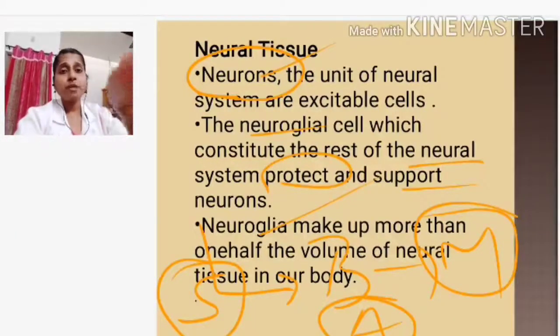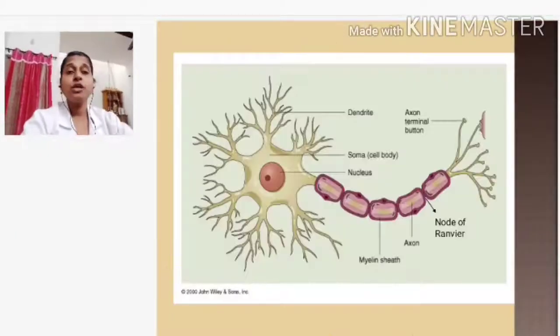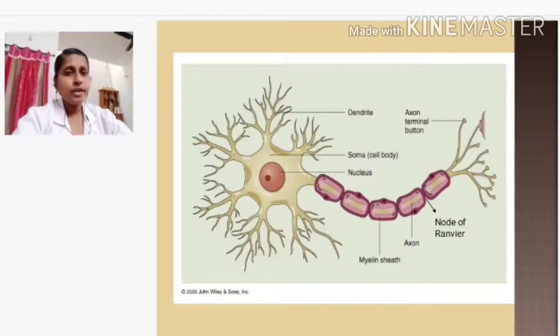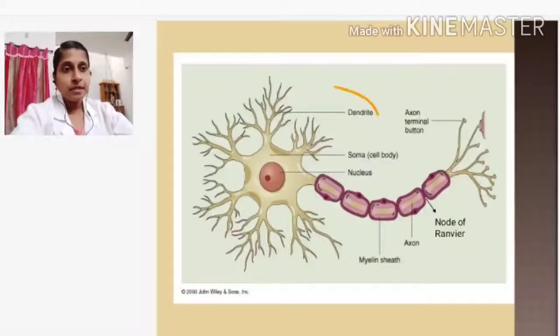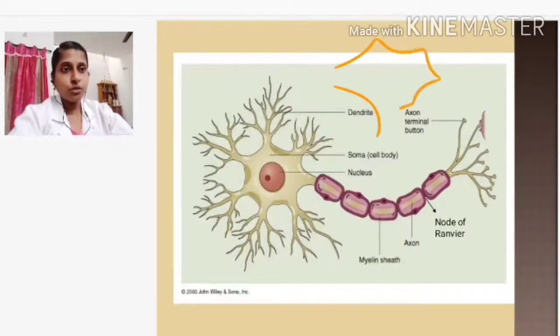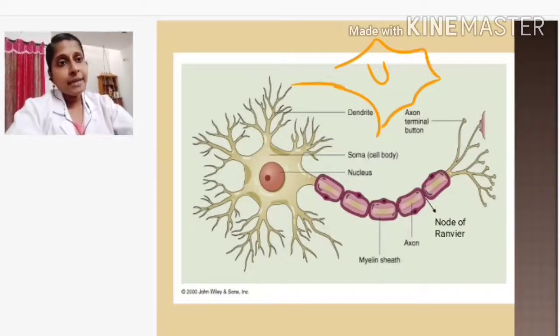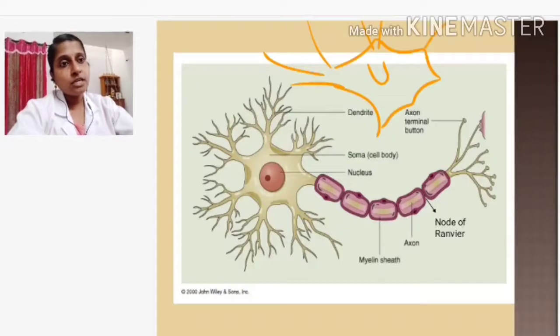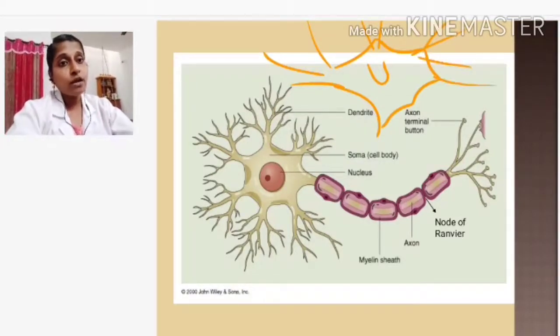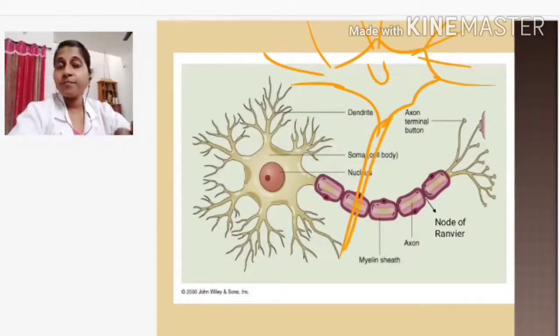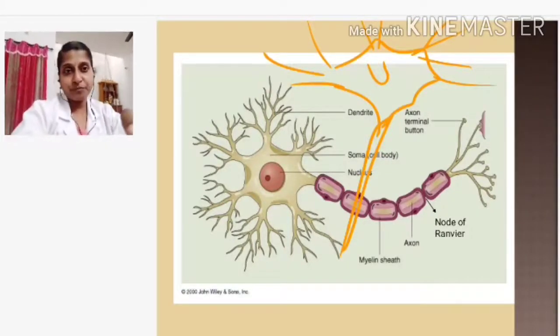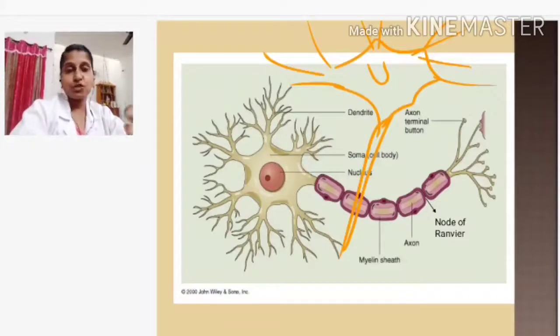Now when you are moving on to the structure, the neuron will look like this. In your lower classes you would have learnt that the main part of the neuron, where the nucleus is present, we call the cell body or the cyton. What do we call it? The cell body or cyton. There are many branches coming out from the neuron. Among these branches, one will go vertically long. That vertically growing long branch is called the axon. What do we call it? We call it the axon.